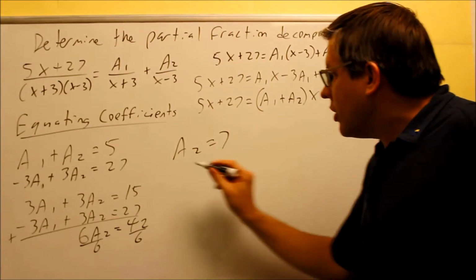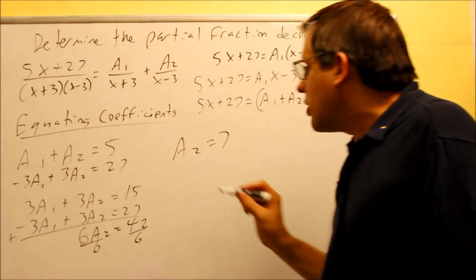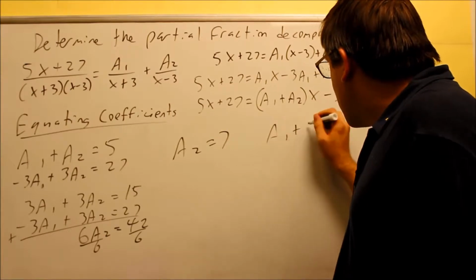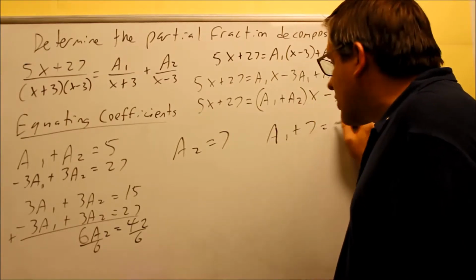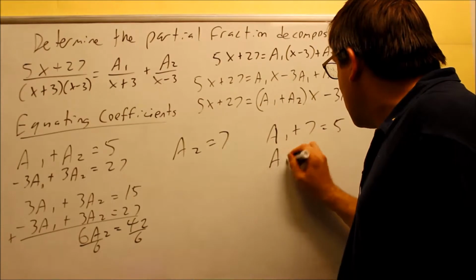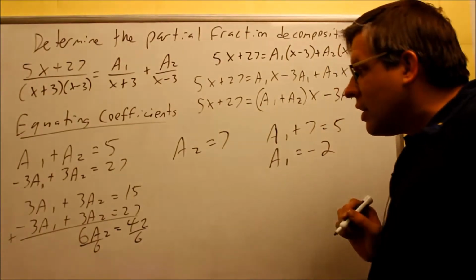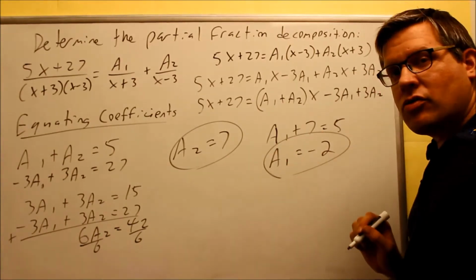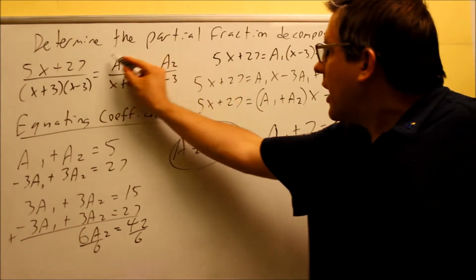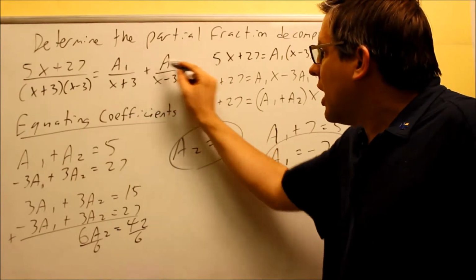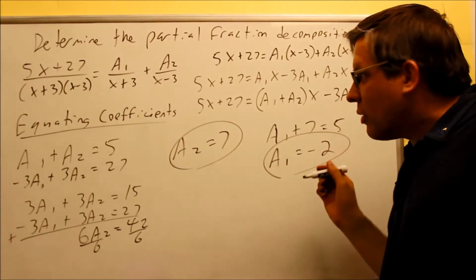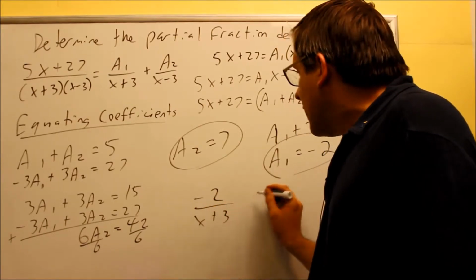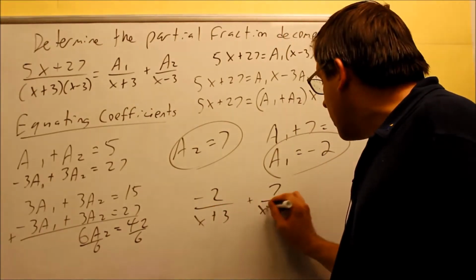Now that I have that complete, I can go into the first equation and put a 7 in there for a2. If I do that, I have a1 plus 7 equals 5. When I subtract, I get a1 is equal to negative 2. So now I have a2 is 7 and a1 is negative 2. Now how do I write my answer? We go back into here and replace a1 and a2 with the two numbers that we found. So that would be negative 2 over x plus 3, and then plus 7 over x minus 3.